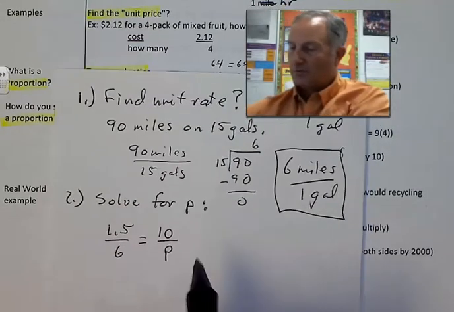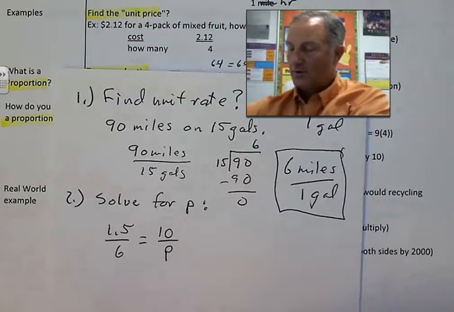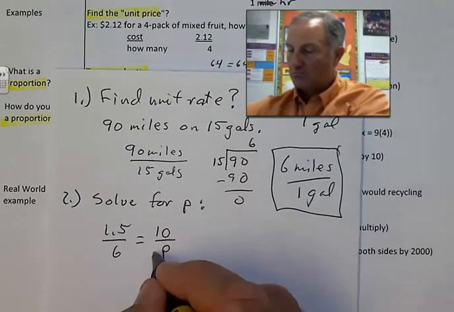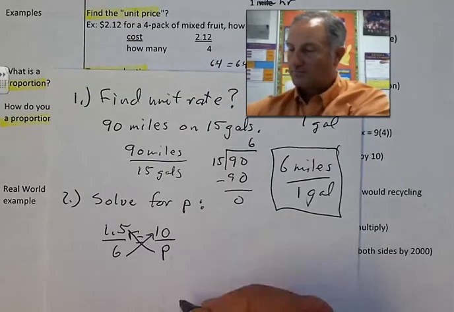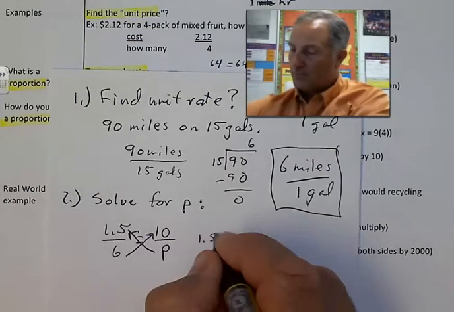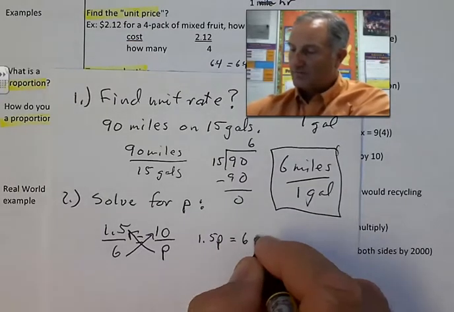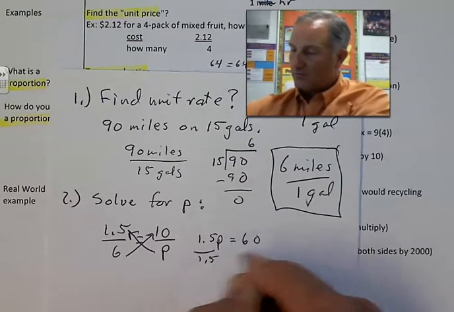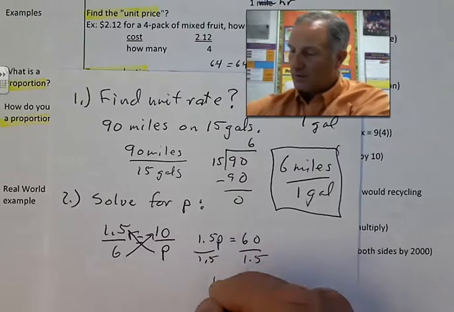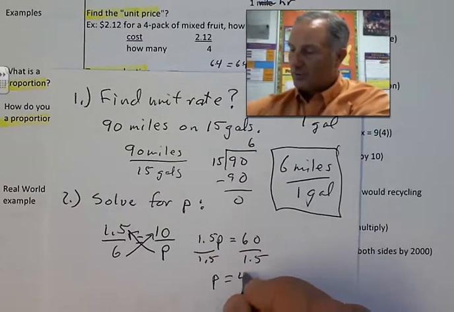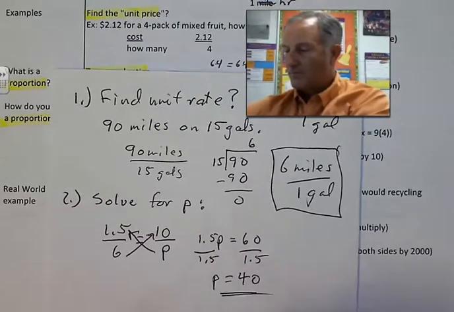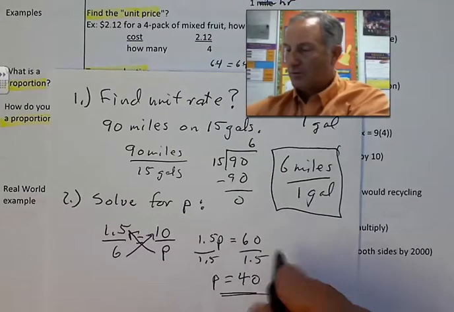Now we shift gears a little bit. We're solving for P. P is set up in a proportion, 2 equal ratios. Well, cross multiply then. 1.5 times P, that's 1.5P. 6 times 10 is 60. Divide out the 1.5. P equals 40. 60 divided by 1.5 is 40.